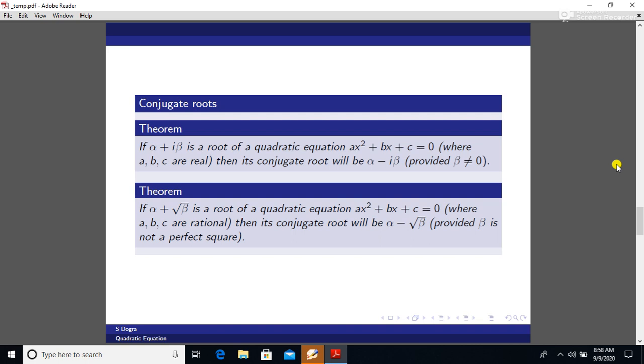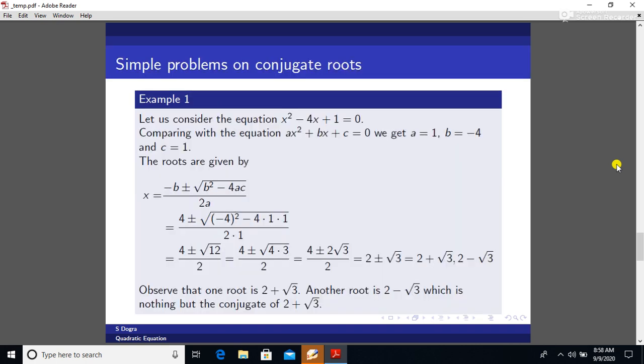Now I come to theorem 2. If alpha plus root beta is a root of a quadratic equation ax square plus bx plus c equal to 0, where a, b, c are rational numbers, then its conjugate root will be alpha minus root beta, provided that beta is not a perfect square. Perfect square means 9 is a perfect square, because 9 can be written as 3 square. 81 is a perfect square because 81 can be written as 9 square. 64 is a perfect square because 64 can be written as 8 square.